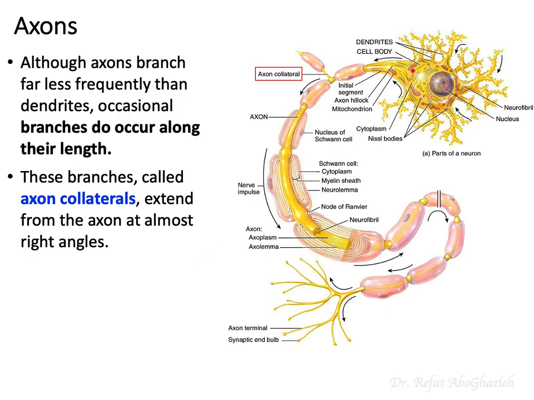Yes, as I mentioned, every neuron has mainly one axon, and it does happen that a branch from the axon can come out from the axon, and we call it an axon collateral, right? And sometimes there is more than one axon collateral, and they extend from the axon at almost right angles.